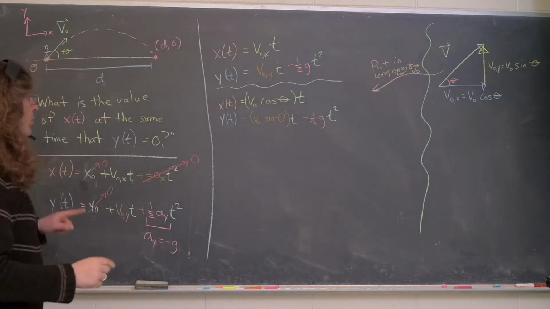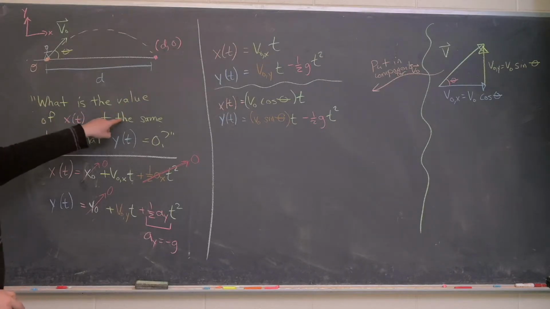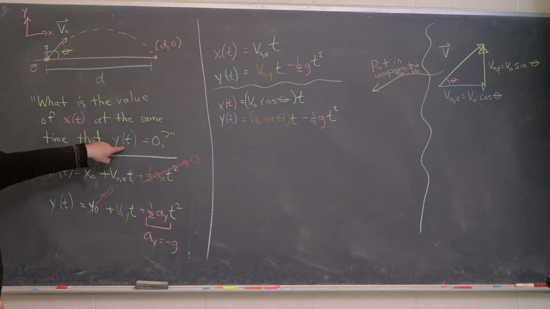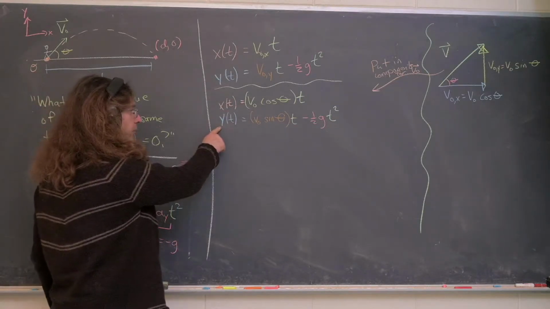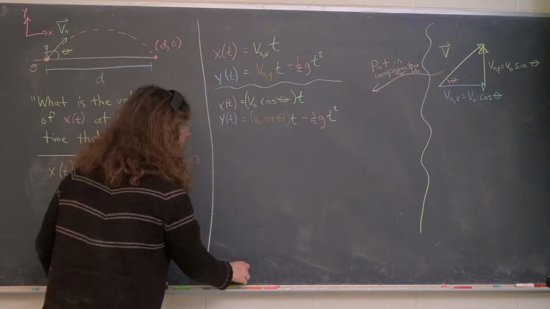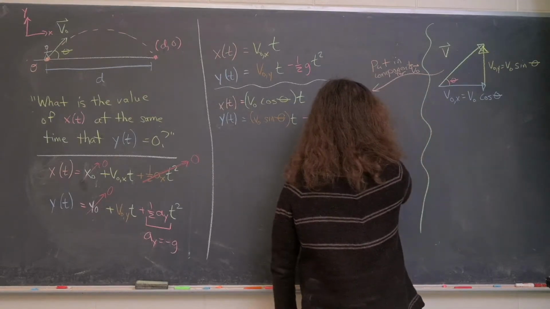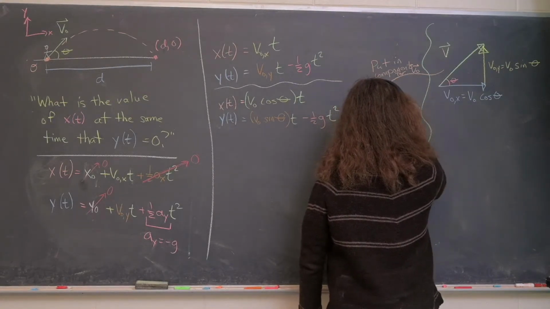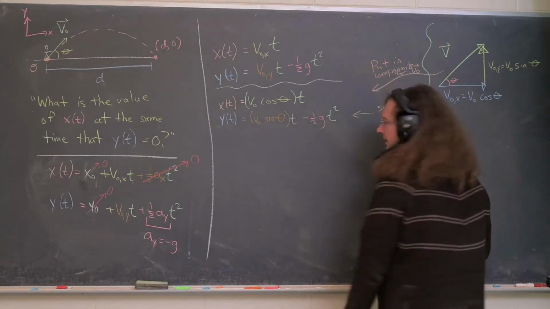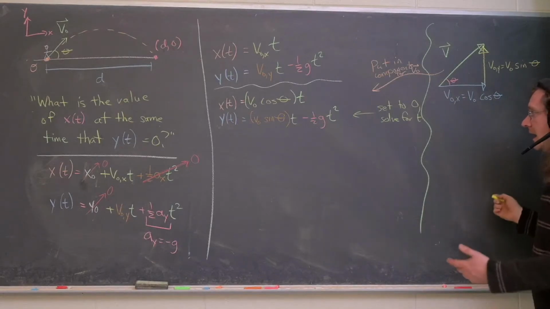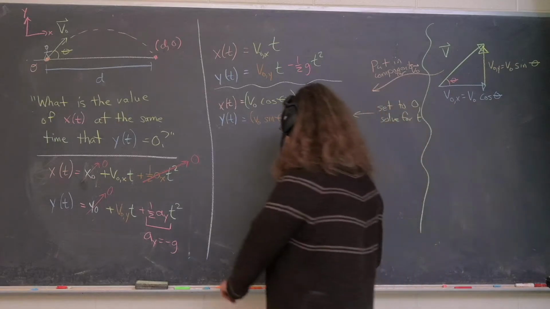Now, remember what we were trying to do. We're supposed to find the value of x at the time y equals 0. This is the crux of the whole problem. I'm supposed to set this to 0, solve for time. Set that to 0, solve for the time, because that's the time when the ball lands back on the ground.